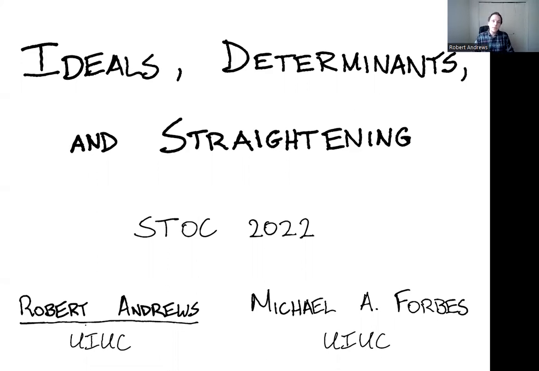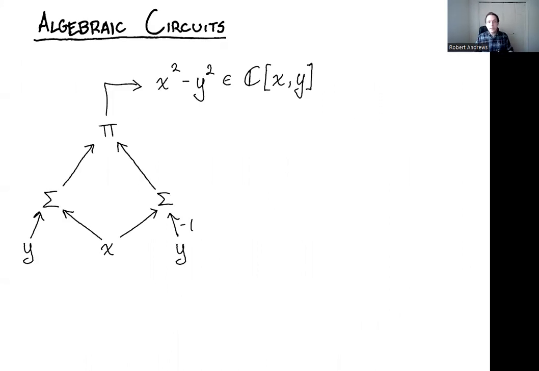So before I tell you what exactly our results are and what they mean, I first need to tell you about the model of computation that we'll be working with. We'll be looking at algebraic circuits. These are circuits that compute multivariate polynomials over your favorite field. So the internal gates of the circuit are labeled as either addition or multiplication gates. The inputs to the circuit are formal variables, and the output computes your polynomial.